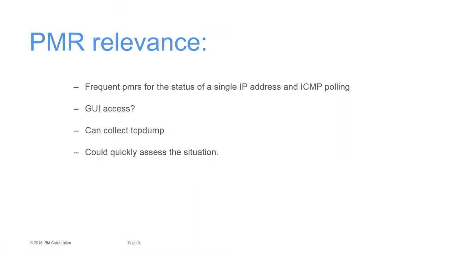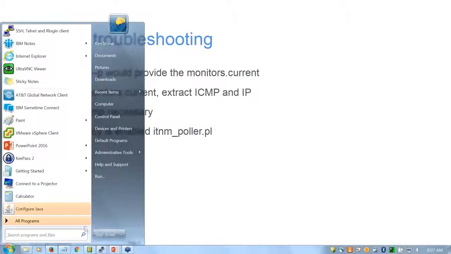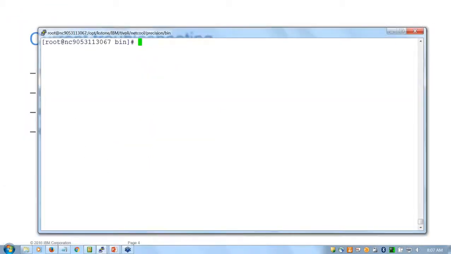TCP dump is kind of a last resort, so I don't think anybody wants to start by using the TCP dump. The idea is to quickly assess what might be wrong with a single IP address. So currently today, when you're troubleshooting, there is a nice must-gather script. It's on TechNode Online, where it could give you the monitors.current output. So I could go to that right now and just show you what that looks like.